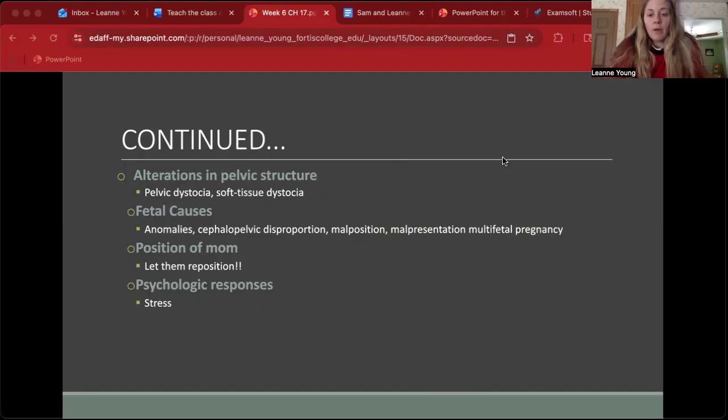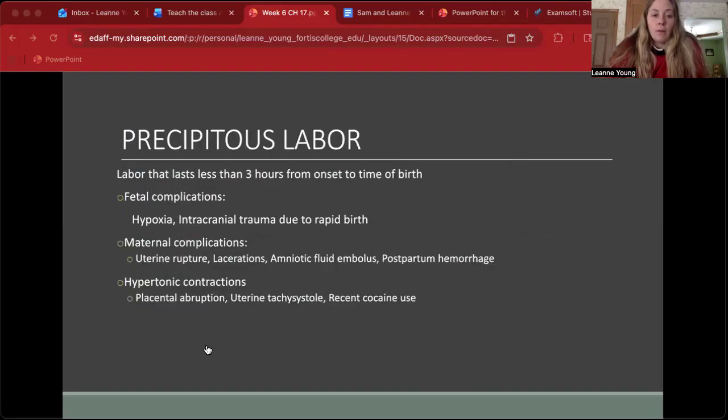All right, we're going to talk here quickly about precipitous labor. This is labor that lasts less than 3 hours from onset to time of birth. It is really, really fast labor. Okay. Fast labor, while for a mom is probably awesome, and they're like, woohoo, I just had the fastest labor ever. I'm feeling good. I just had this baby in 3 hours. It can cause a lot of complications postpartum.